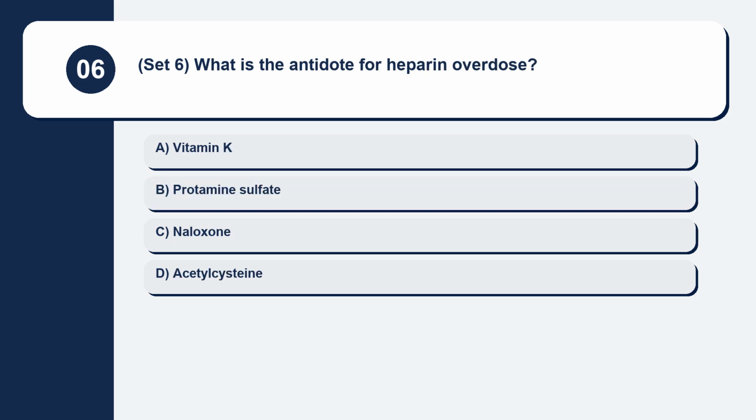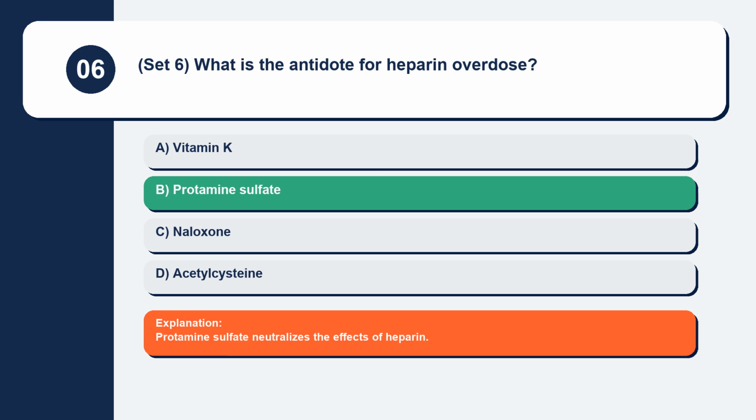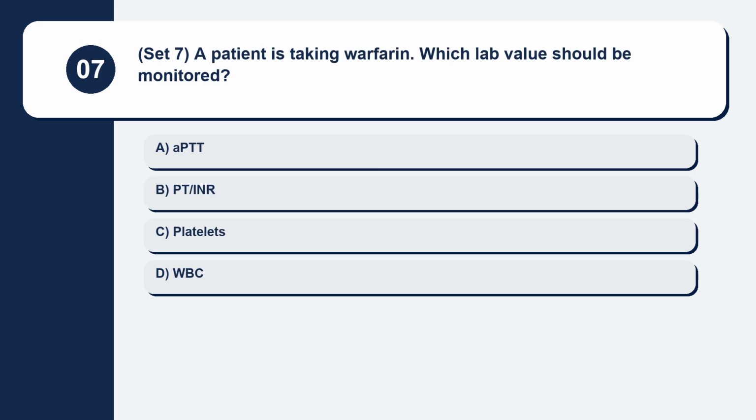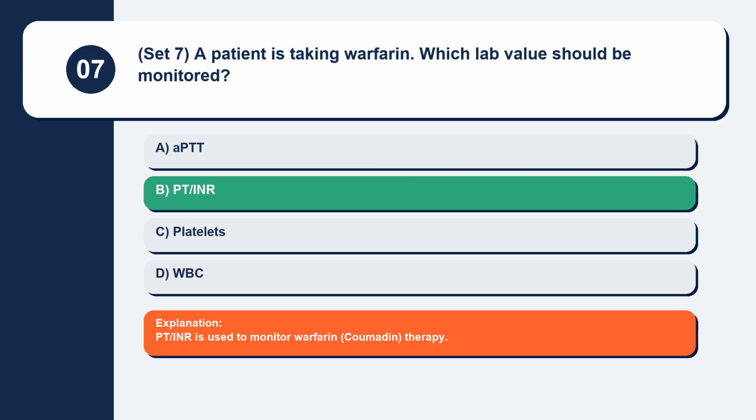Question 6. Set 6. What is the antidote for heparin overdose? Vitamin K, protamine sulfate, naloxone, acetylcysteine. Protamine sulfate neutralizes the effects of heparin. Question 7. Set 7. A patient is taking warfarin. Which lab value should be monitored? aPTT, PT/INR, platelets, WBC. PT/INR is used to monitor warfarin, Coumadin, therapy.